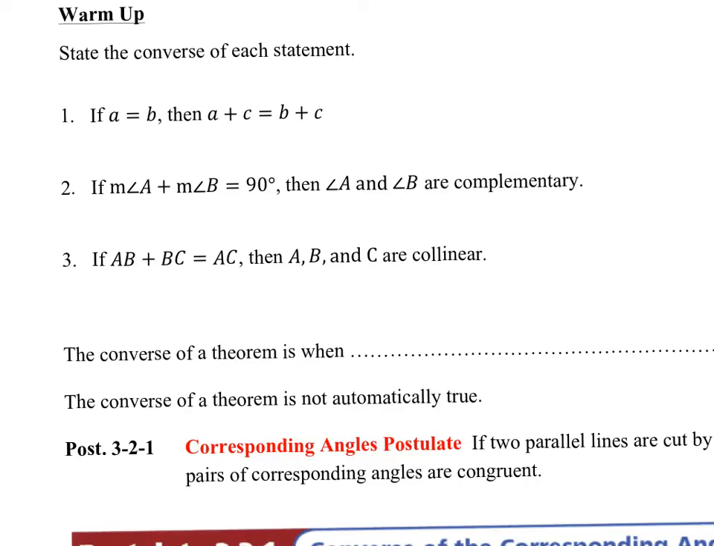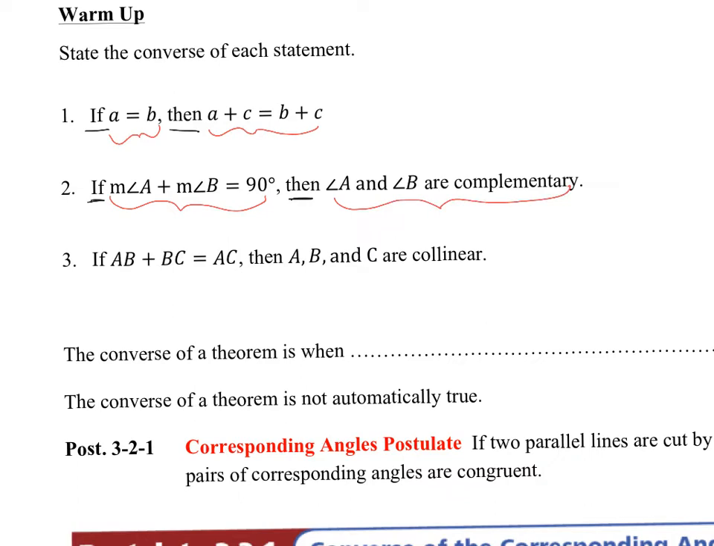It says to state the converse of each statement. The converse is when you switch around an if-then statement. So instead of saying if A equals B, then A plus C equals B plus C, we would say if A plus C equals B plus C, then A equals B. Okay, so let's switch this if-then statement here, meaning that we're going to switch around these two pieces.